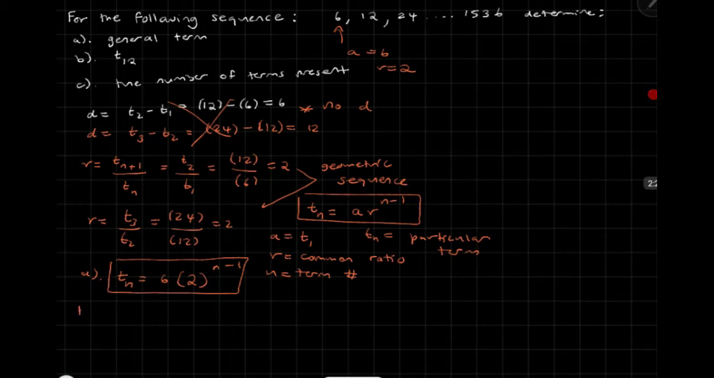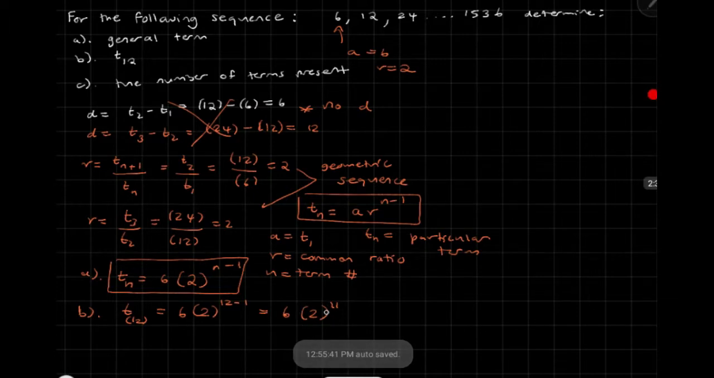Now in part B, they're asking us to find the 12th term, so we're doing T of 12. We plug in 12 for n, so we get 6 times 2 to the power 12 minus 1, which is 6 times 2 to the power 11. And you can leave your answer like that because this is a very large number.